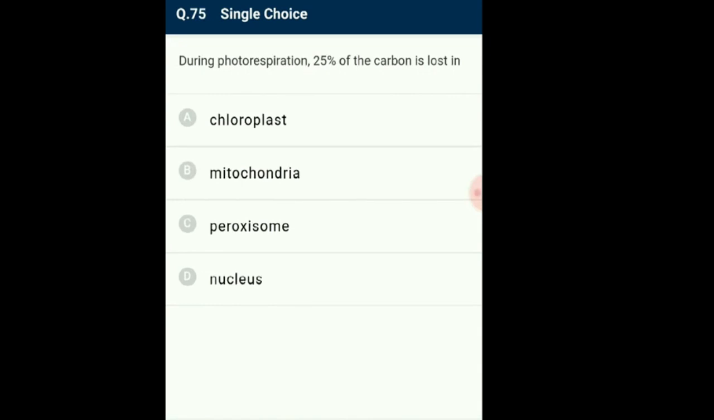Question number 75. During photorespiration, 25% of carbon is lost in: option A chloroplast, option B mitochondria, option C peroxisome, option D nucleus. During photorespiration, only 25% of carbon loss takes place in mitochondria. So the correct option is B.